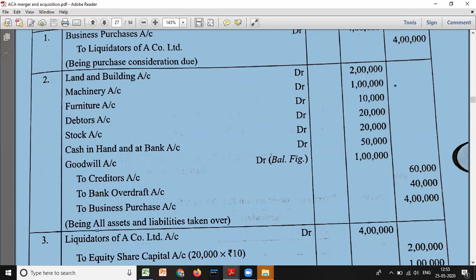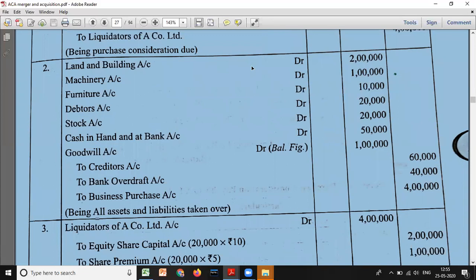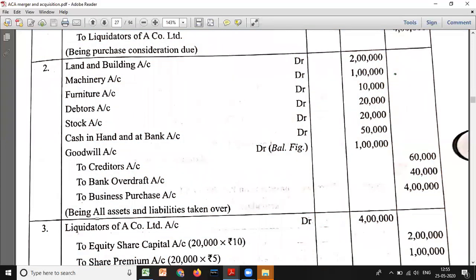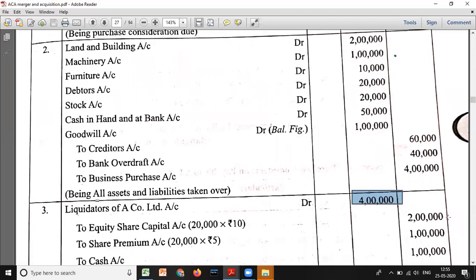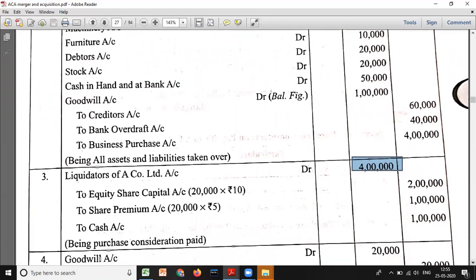And the third entry is what? Liquidators of A company account, which is credited here. Look at here, which is credited here. So the same will be debited here. Liquidators of A company account 4 lakh, to equity share capital, the face value is 20,000 into 10, 2 lakh, to securities premium, that is 20,000 into 5, 1 lakh, to cash 1 lakh, being PC paid.